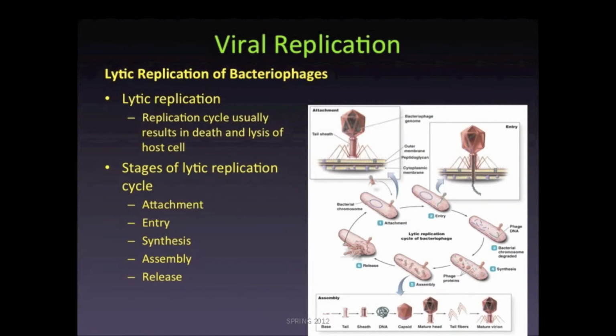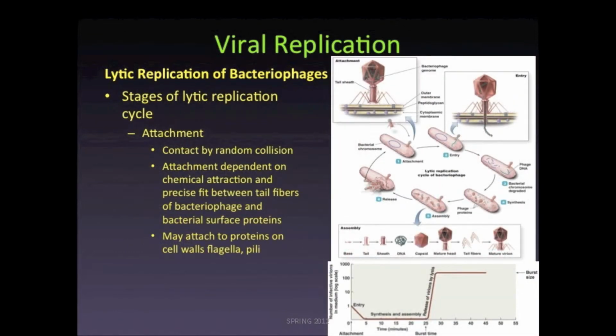Lytic replication in bacteriophages encompasses 5 stages: attachment, entry, synthesis, assembly, and release. The bacteriophage observed in the image is a T4 phage that infects E. coli cells. T4 phages are a type of T-even bacteriophage. T-even bacteriophages are large, complex bacterial viruses with a characteristic structure. The T4 virion in the image is composed of an icosahedron head that houses the phage double-stranded DNA and a helical tail sheath to which a base plate and tail fibers are attached.